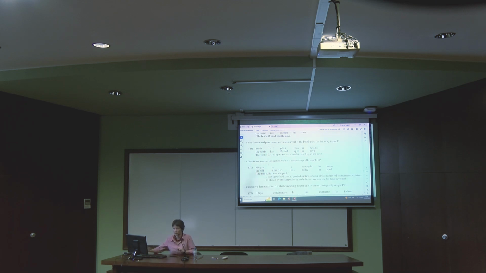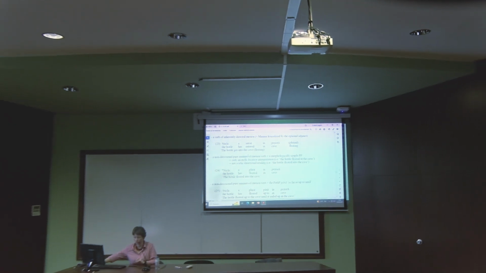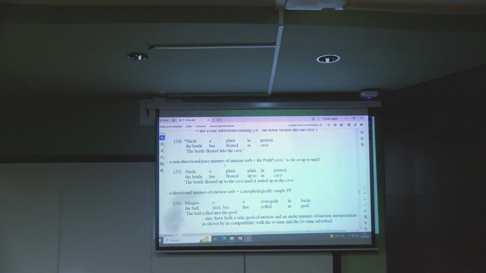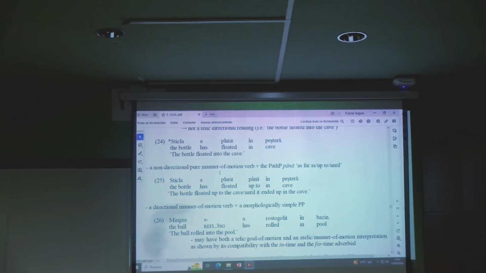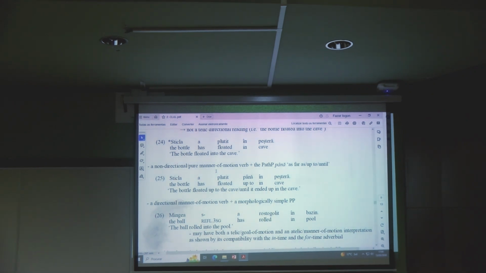What we also have in Romanian and Romance languages are directional manner of motion verbs. There is a difference between a pluti, non-directional manner of motion verbs, and directional manner of motion verbs, which in addition to expressing manner of motion, also express direction. And then they are combined with a morphologically simple PP, such as în, in, or pe, on, and so on and so forth. Again, they are not problematic. They are not purely manner of motion verbs, such as to roll, a se rostogoli, to run, a fugi, and so on.